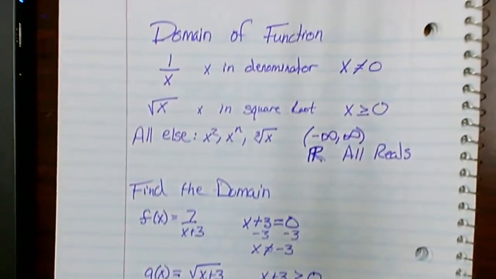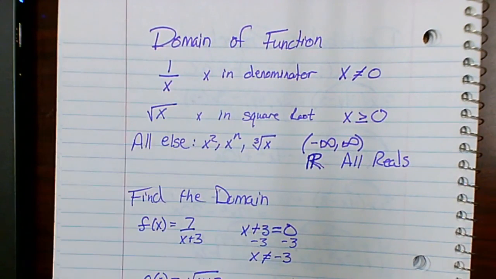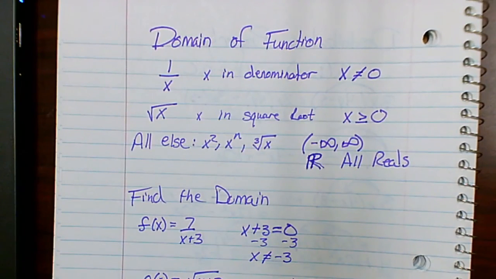Okay, so I'm going to go back up here. Here are the rules again. Denominator, square root, you have to solve for x in some way, whether it doesn't equal or it has to be greater than or equal to 0. Anything else, it's all reals.